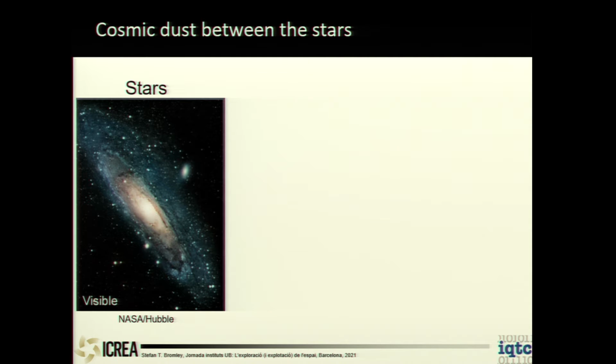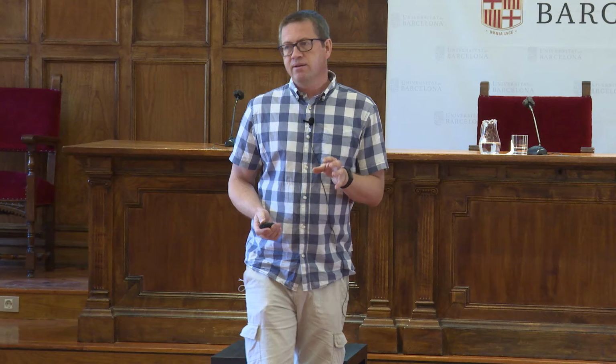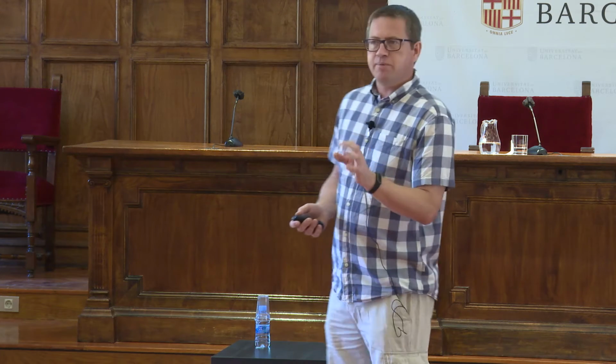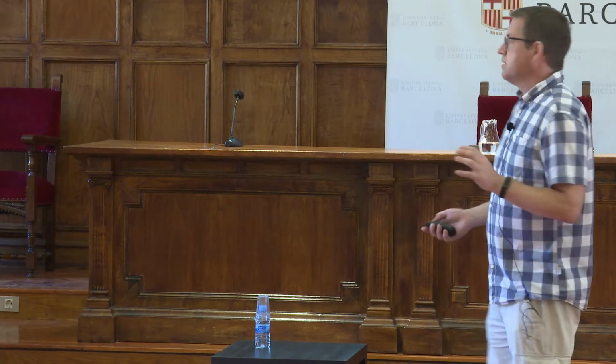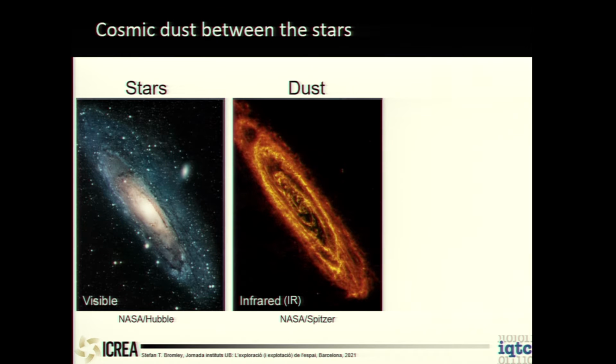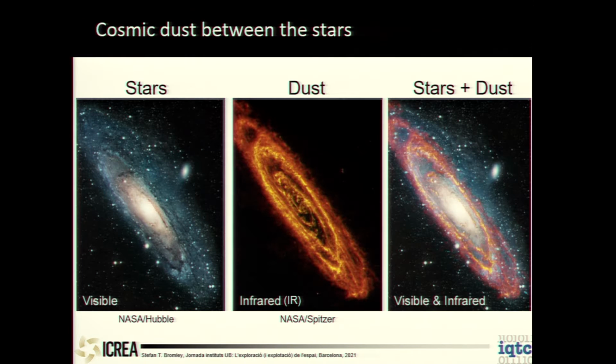But you can see it if you look in the right wavelength. So if you look in the infrared, if you look at the traces of a bit of heat that's left over from the dust, then you see this. So this is an infrared picture of that same galaxy, and then you see the dust. There it is, and it's easier to see if we combine those two pictures together. You see that they're complementary. You see the dust is exactly where the dark patches are.